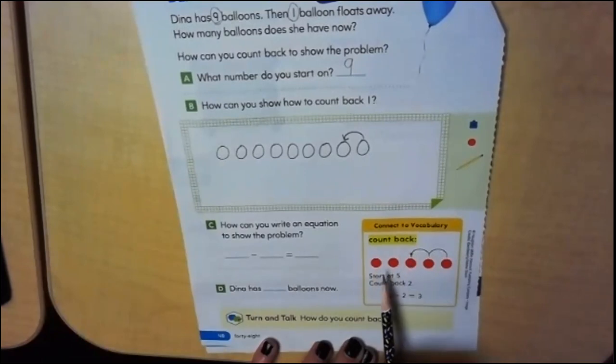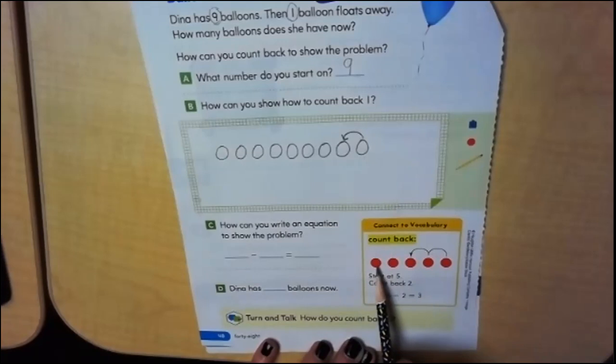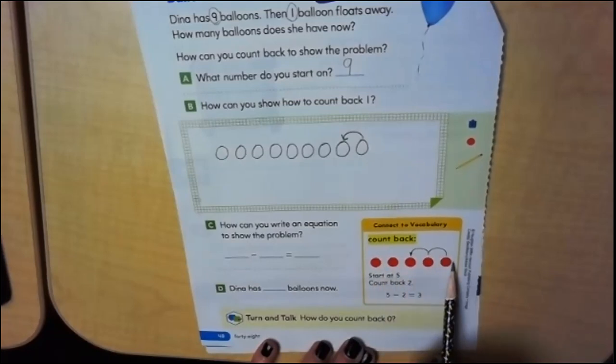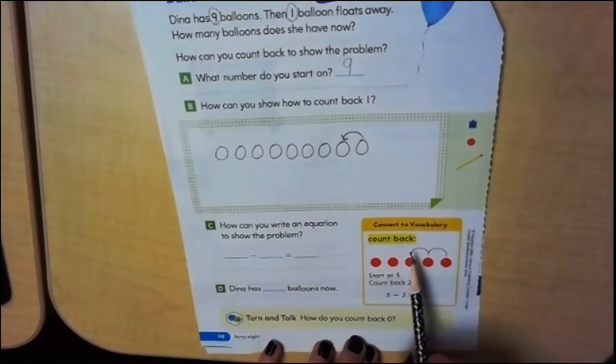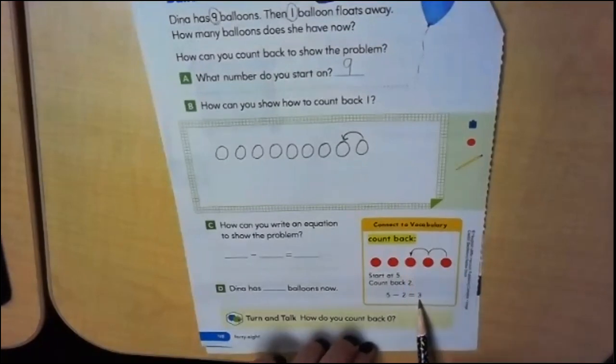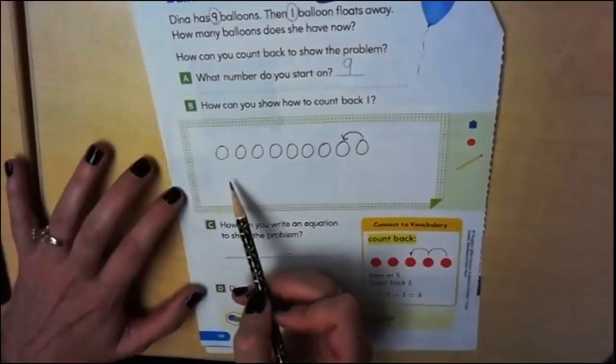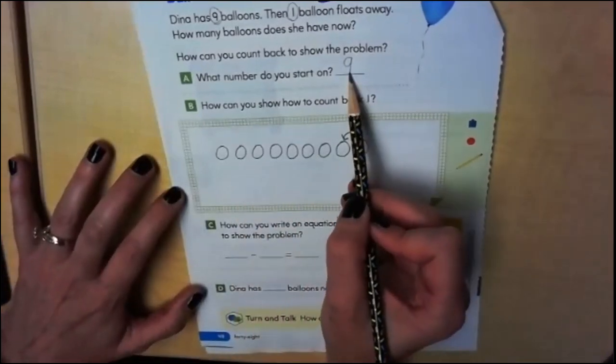Okay, do you see how we counted back? Right here, counting back, you start at a certain number. We started at 9 here. Right here, they're going to start at 1, 2, 3, 4, 5. And counting back is jumping back. So if this is 1, 2, 3, 4, 5, and we jump back 1, 2, that would be 4, 3, counting back.